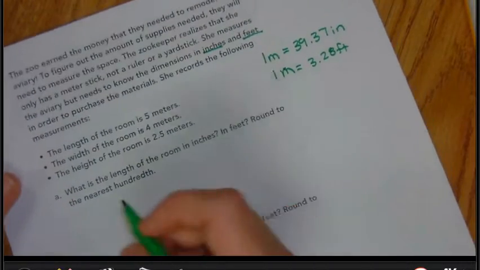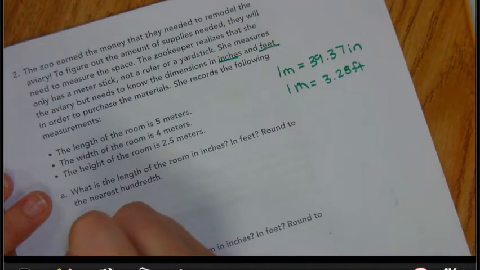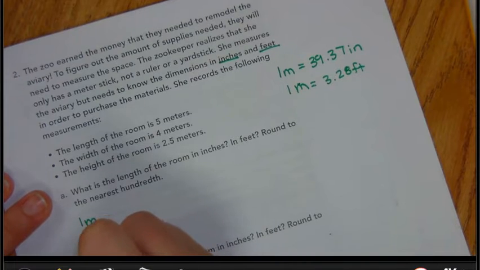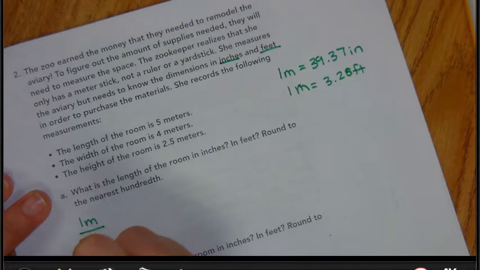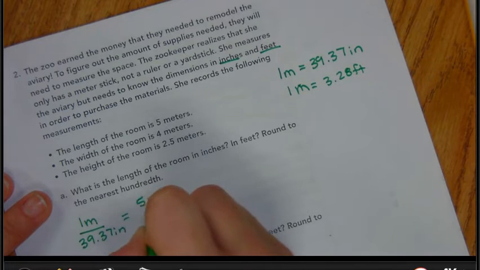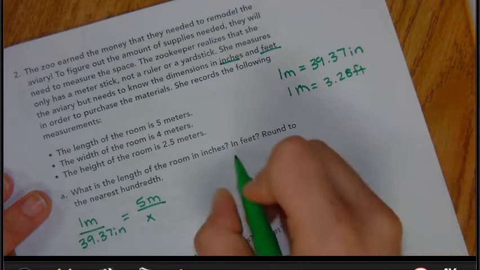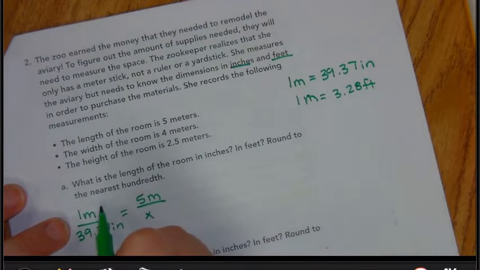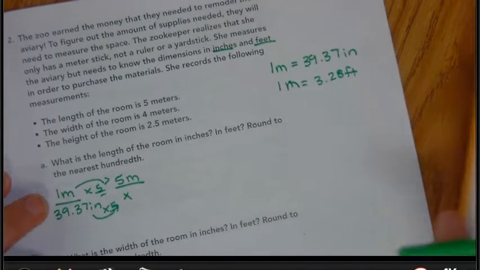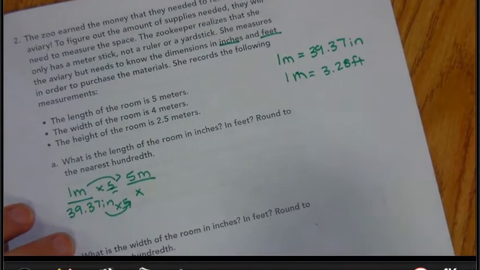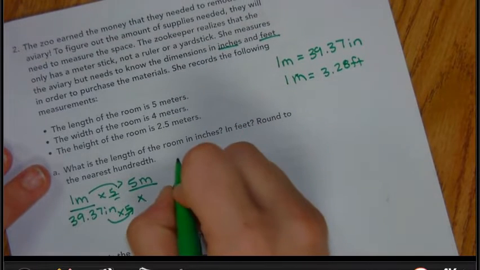All right, so I know that 1 meter is 39.37 inches, and I have 5 meters and I want to know my inches. Okay, so I'm going to multiply by 5. And let's go ahead and, you know what, let's do this one by hand. All right.